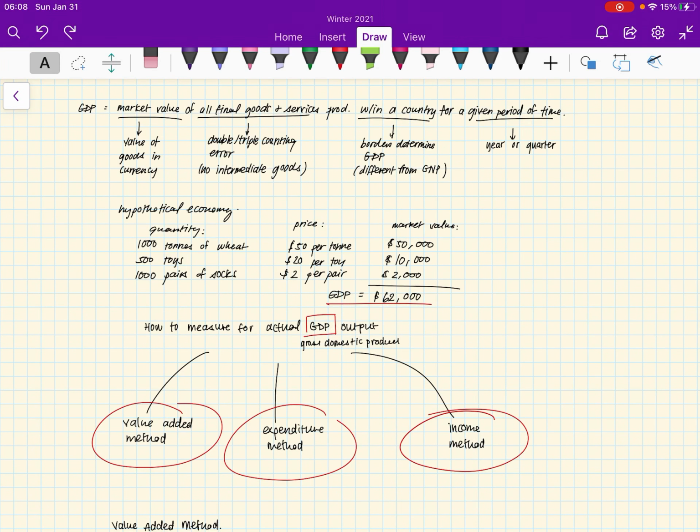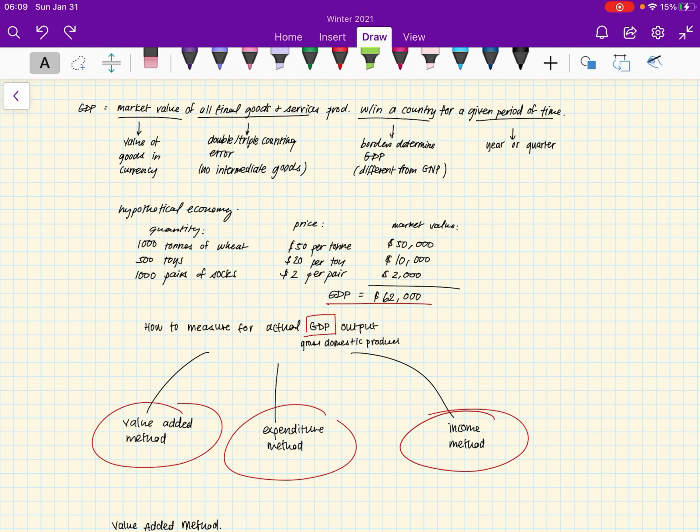GDP is defined as the market value of all final goods and services produced within a country for a given period of time. So let's start by defining some of these terms. Firstly, for a given period of time, essentially this means we need to establish a time frame for which to determine how much is actually produced. Value and quantity can fluctuate over time, so we need to specify a duration for which we are measuring.